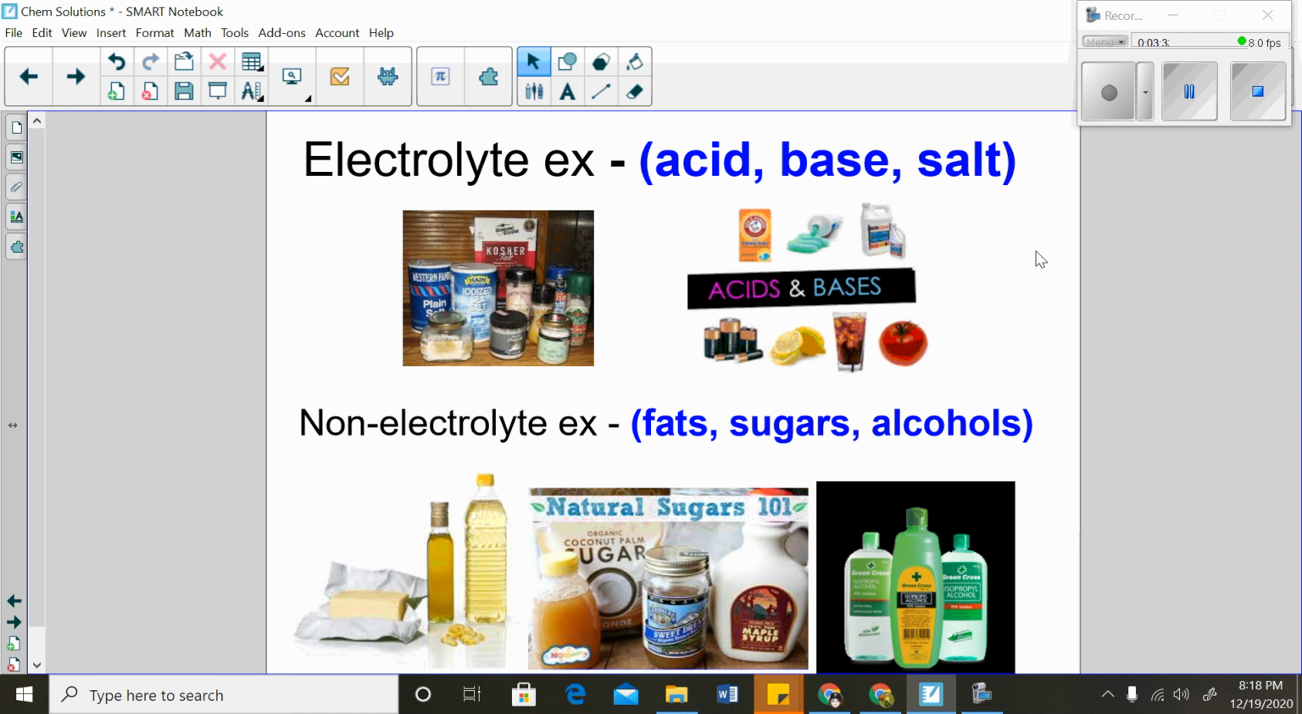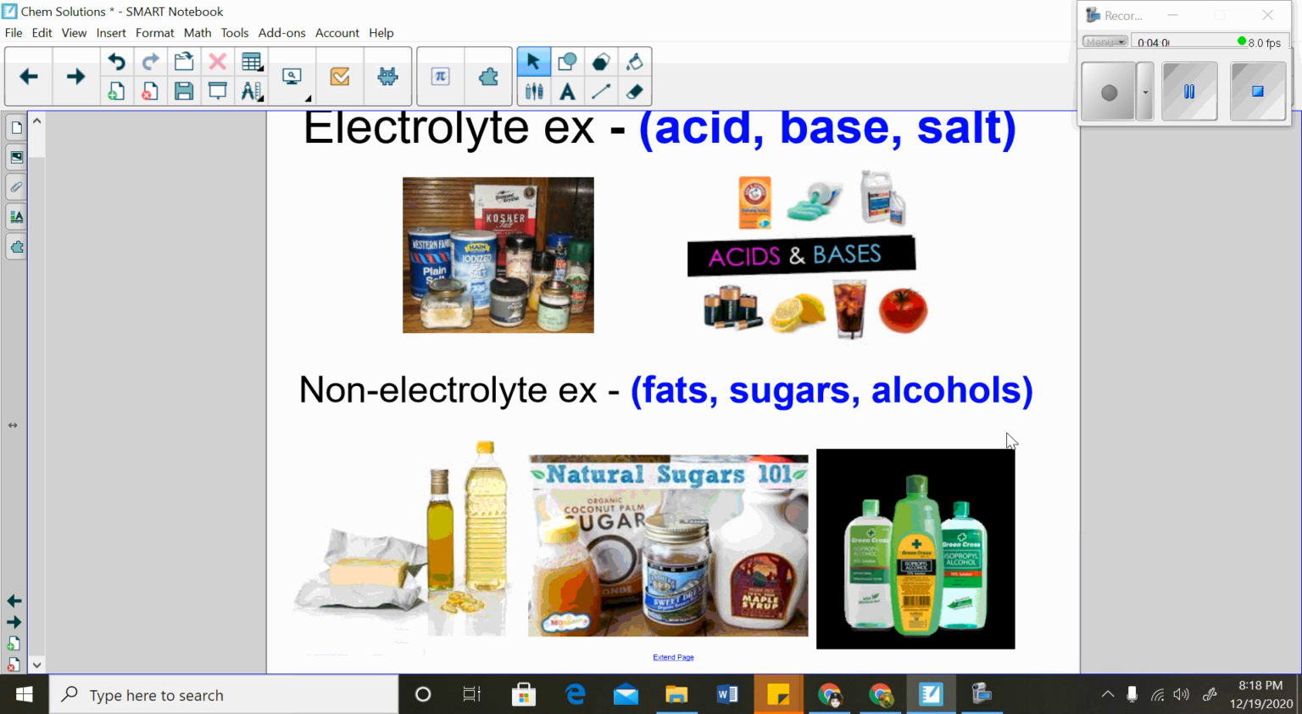But let's just make sure you understand the difference between an electrolyte and a non-electrolyte. Some examples of electrolytes would include acids, bases, and salts. But one that you might actually be familiar with is Gatorade, because it's advertised as having electrolytes and replacing the salt in your body after you exercise. So maybe that sounds familiar. And some non-electrolytes would be fats, sugars, and alcohols.